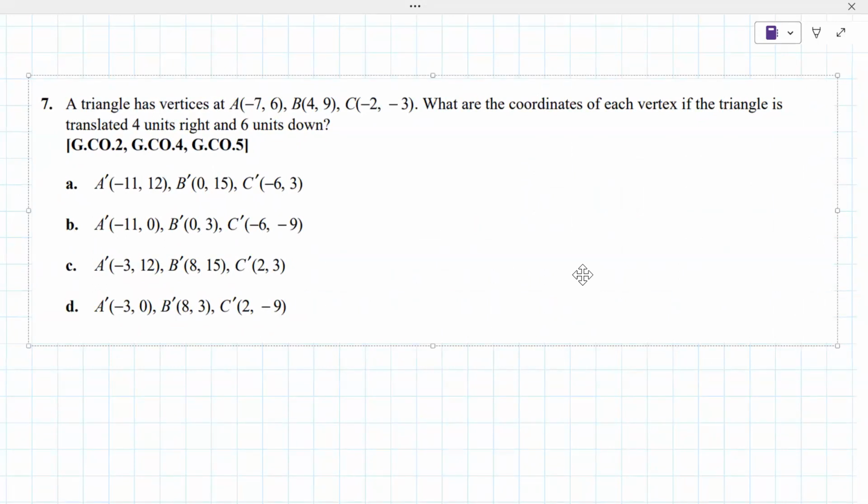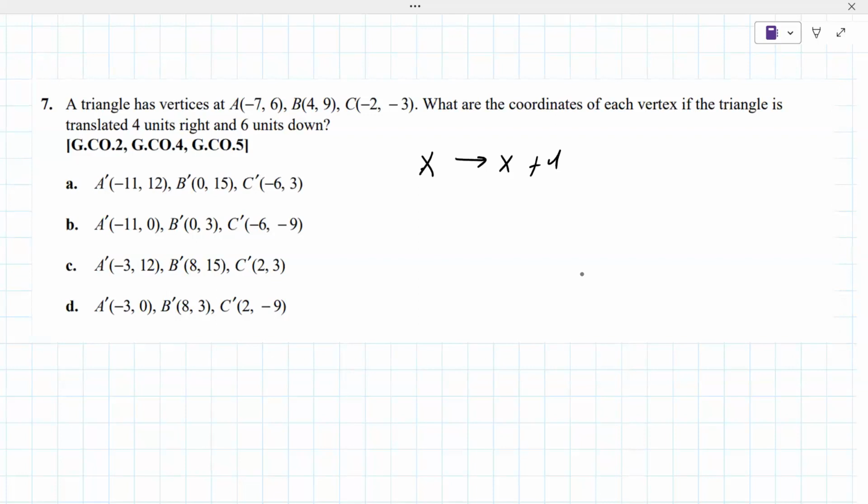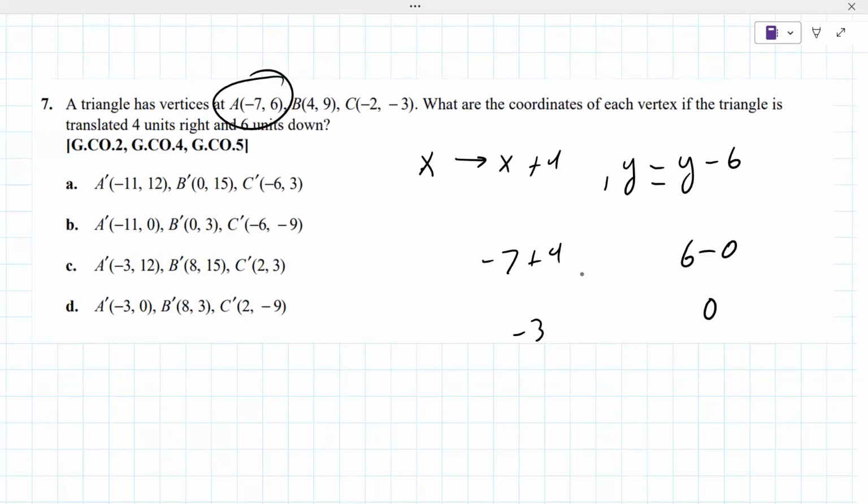All right, I am back. Do you have an answer? Do you have questions? D. All right, so it's like taking each X value and adding 4 to it, taking each Y value and subtracting 6 from it. So I think you've got it right here, but -7 plus 4 would be -3. Looking at that first ordered pair, the 6 minus 6 becomes 0, and that's the only one like that. Very good.